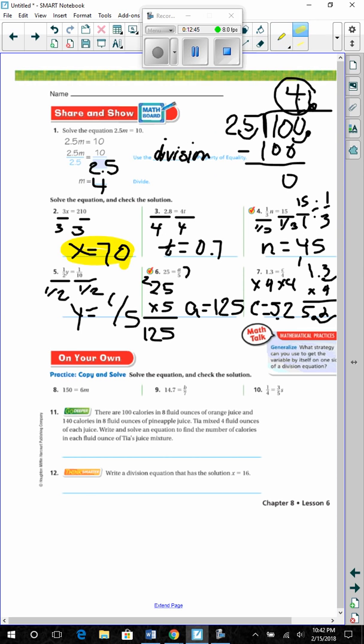Okay, so here are your answers in highlighter. Alright, go ahead and get started on your own. After you're finished on your own, I want you to have 9 and 10 checked before you move on to homework.